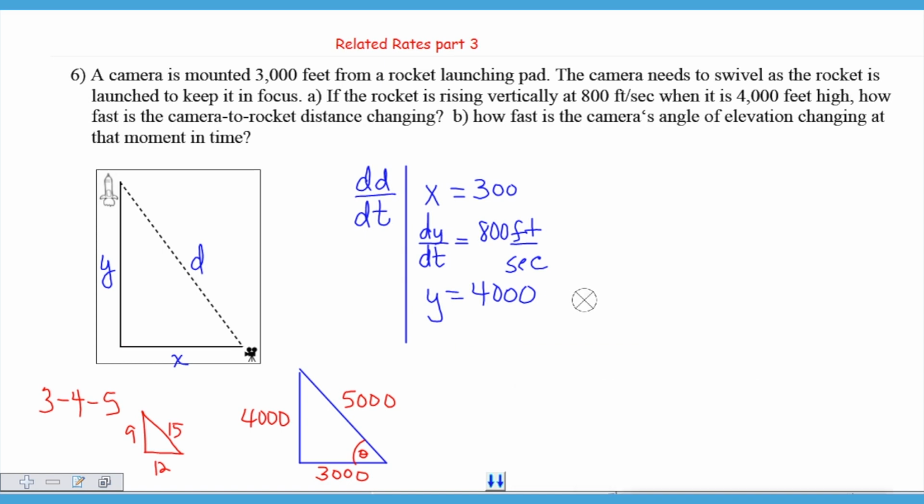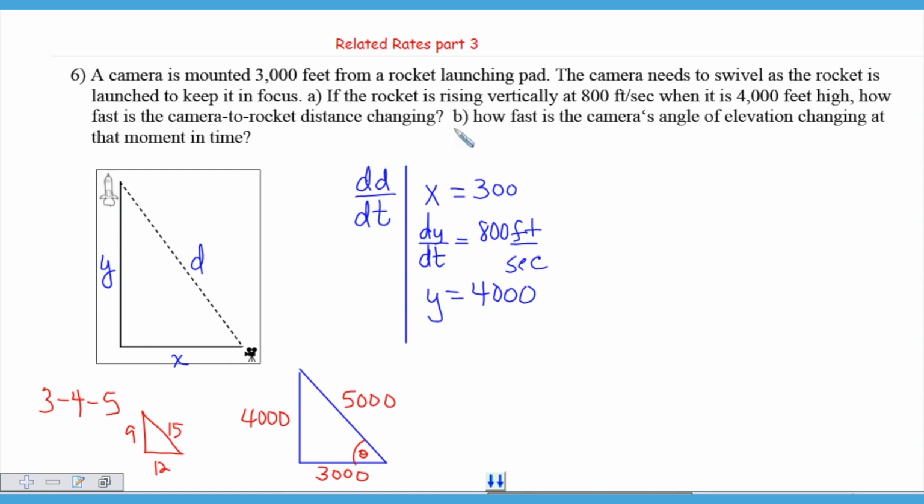In our last recording, we talked a little bit about this camera and the rocket being launched, and the camera is actually looking up and following the rocket wherever it goes. And in part A, we talked about how the vertical distance and the distance between the camera and the rocket were changing. They were sides of a right triangle, and so we used the Pythagorean theorem to relate those sides together.